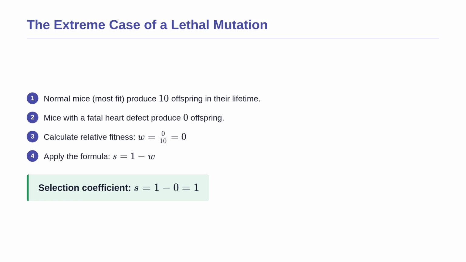First, we determine their relative fitness by dividing 0 by 10, which gives us exactly 0. This makes perfect logical sense, as they cannot reproduce. We plug this 0 into our formula, S equals 1 minus 0. Our final answer is a selection coefficient of exactly 1.